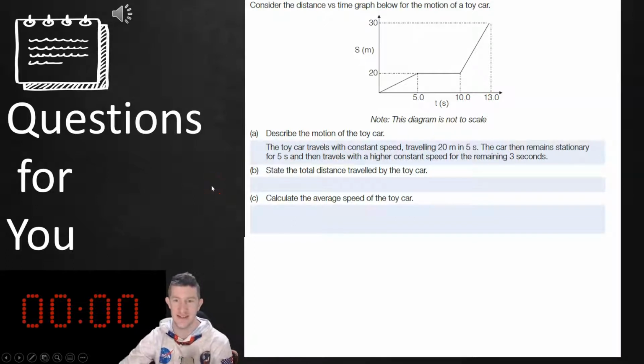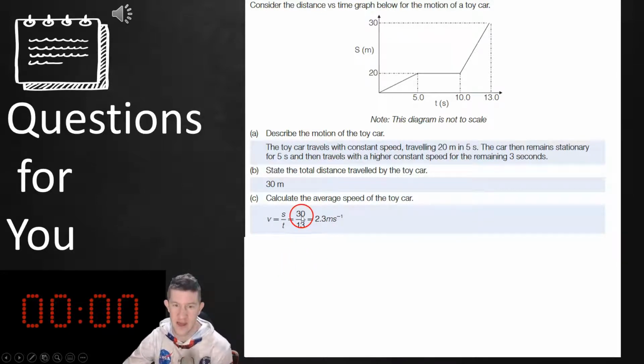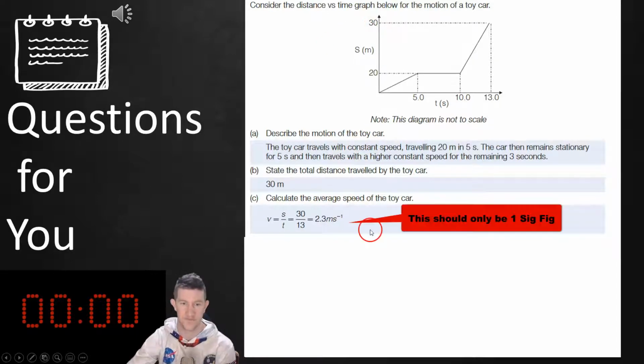Then the total distance traveled, 30 meters. Remember, the distance is just given to us, so we just look at where you finished and the distance you traveled, and it's 30 meters. The average speed is just the total distance divided by the total time. We get 30 meters, it took us 13 seconds, 2.3 meters per second is the velocity. Make sure that you use the right number of sig figs.